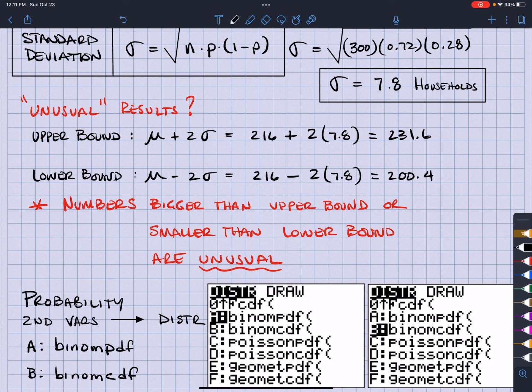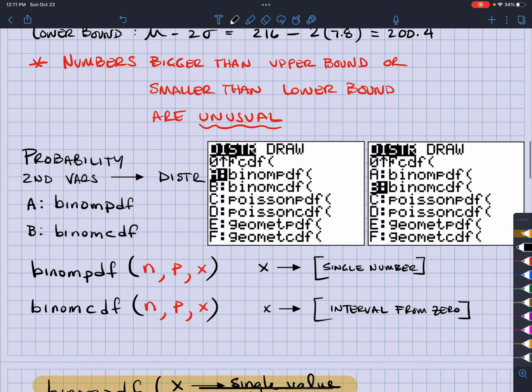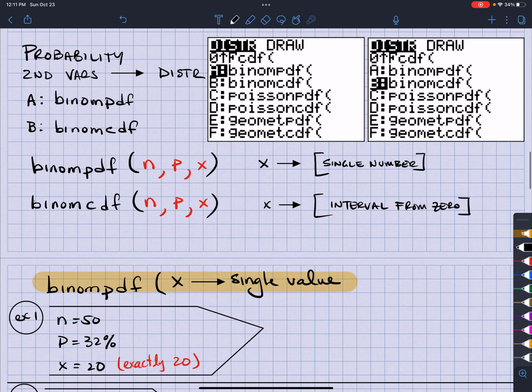So if I have any data points that are above 231.6 or below 200.4, those would be unusual. Okay? All right, so let's actually find probabilities here. When we're looking for probabilities, you can do this on the TI-84, which I'm giving you directions for up here, while the directions for the decimals are all the way at the bottom.